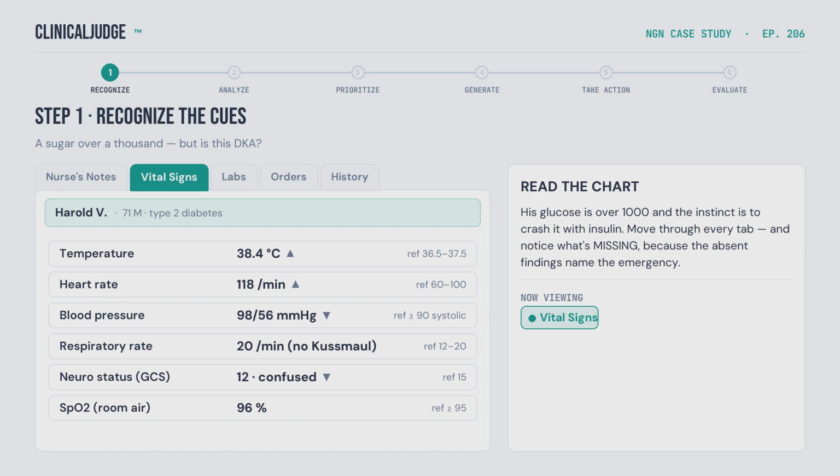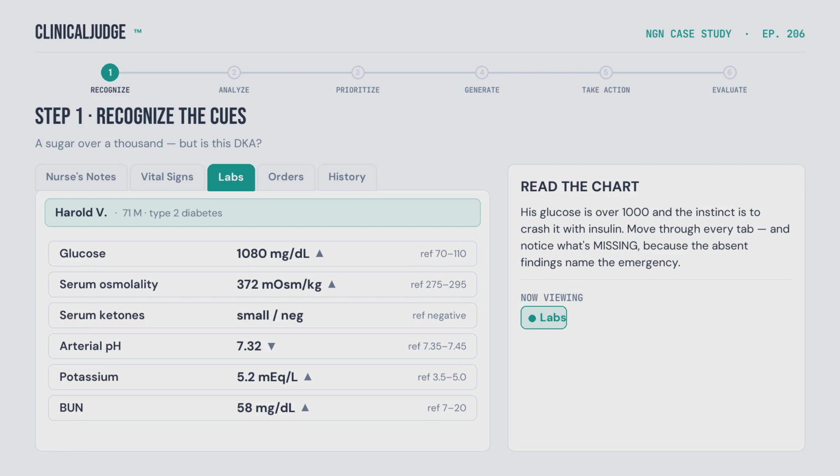blood has become. Now the labs tab, and this is where the diagnosis is made, as much by what is absent as by what is present. His glucose is 1080, extraordinarily high. His serum osmolality is 372, meaning his blood has become dangerously concentrated. But now the discriminators. His ketones are small to negative, and his pH is 7.32, only barely low. There is no significant ketosis, and no real acidosis. That combination, an enormous glucose and osmolality without ketoacidosis, is the signature of the hyperosmolar hyperglycemic state. And his potassium and his blood urea nitrogen are up, marks of the profound dehydration.